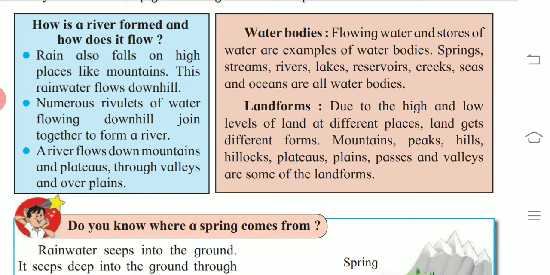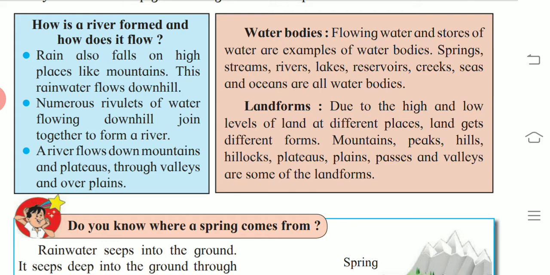Look at the orange box. Water bodies. Flowing water and stores of water are examples of water bodies. Springs, streams, rivers, lakes, reservoirs, creeks, seas, and oceans are all water bodies. Landforms. Due to the high and low levels of the land at different places, land gets different forms. Mountains, peaks, hills, hillocks, plateaus, plains, passes, and valleys are some of the landforms.